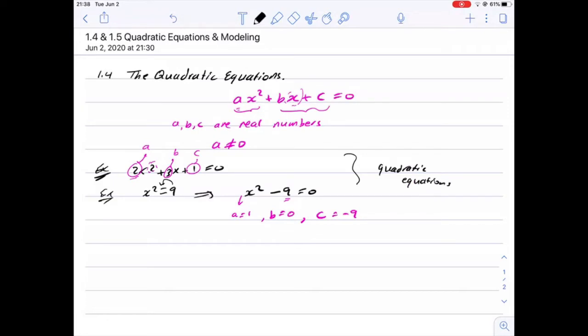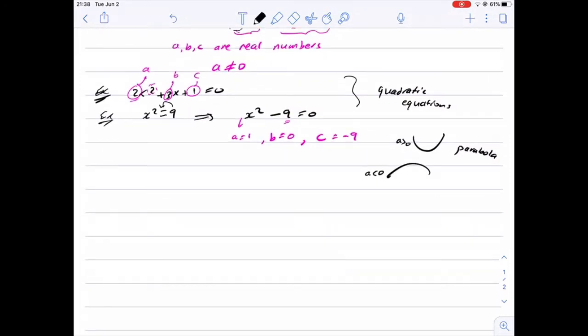And we know that the graph of a quadratic function looks like this or this. It's called a parabola. If the leading coefficient, I mean a, is greater than 0, then the parabola opens up. If a is less than 0, then the parabola opens down. But in this section, we focus on quadratic equations rather than the graphs of quadratic functions.